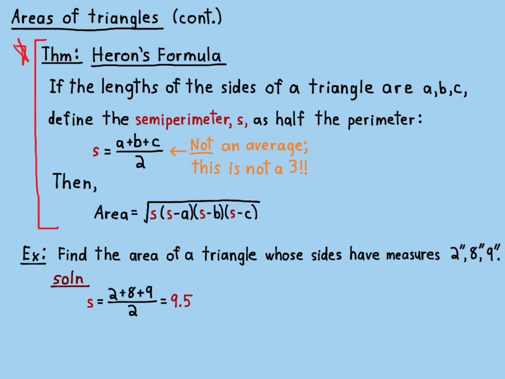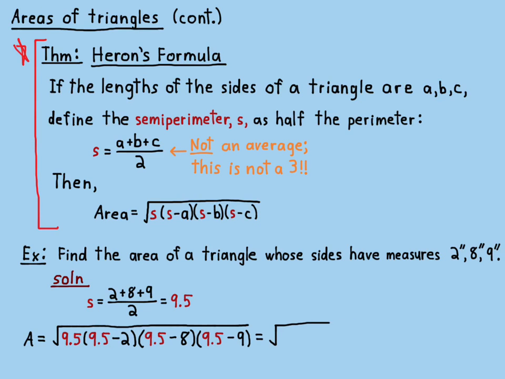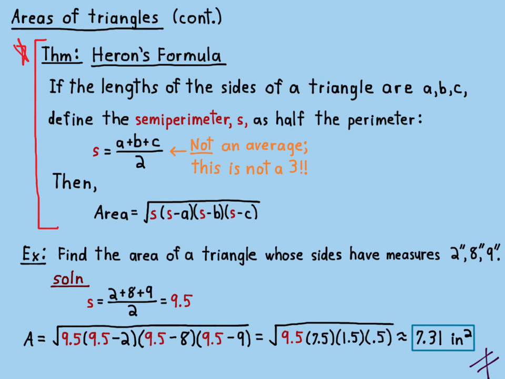That's 2 plus 8 plus 9 all over 2, which gives me 9.5. So the area equals the square root of 9.5 times 9.5 minus 2, 9.5 minus 8, 9.5 minus 9. And those differences are really easy to do. So I get the square root of 9.5 times 7.5 times 1.5 times 0.5, which is approximately 7.31 square inches.